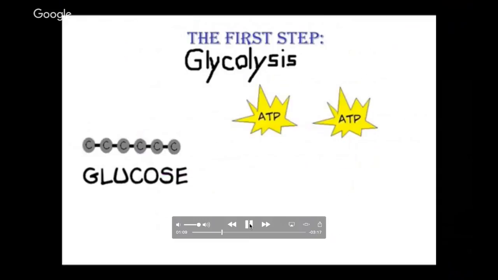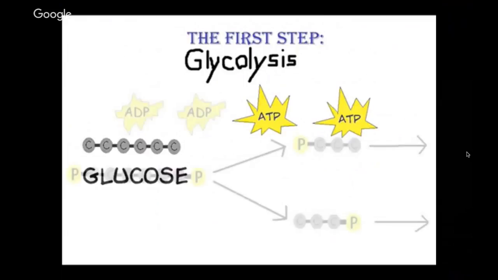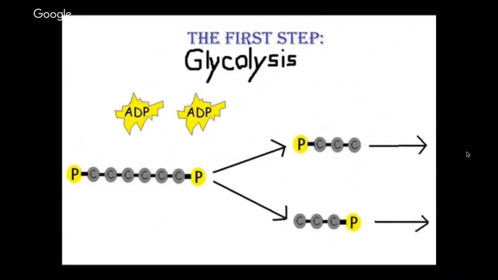And the first step of glycolysis: 2 ATP molecules come together with that 6-carbon glucose molecule, and they drop off one of their phosphate groups, one to each side.